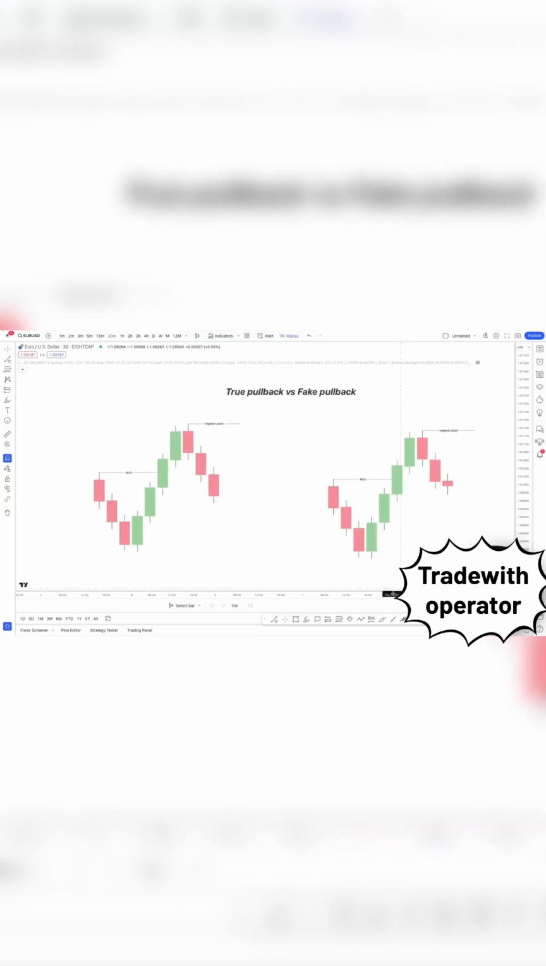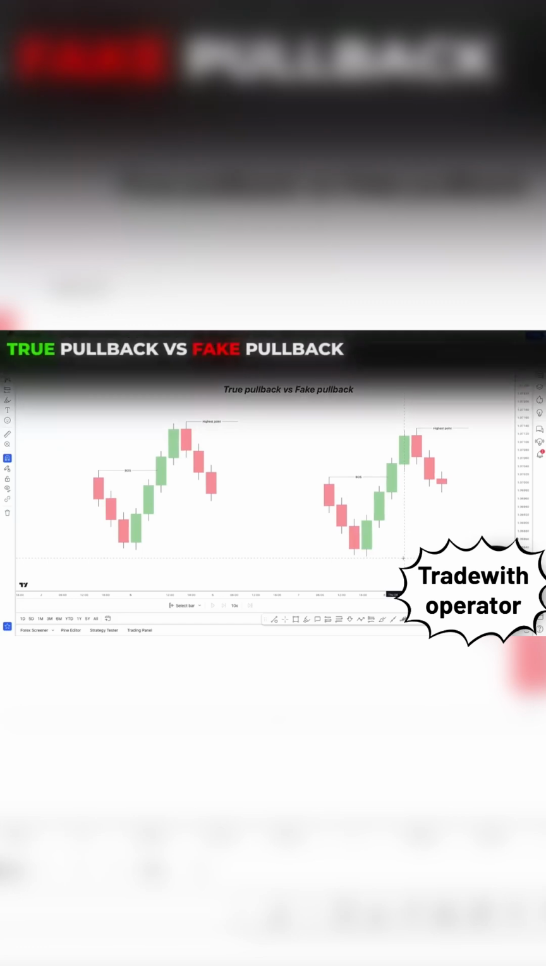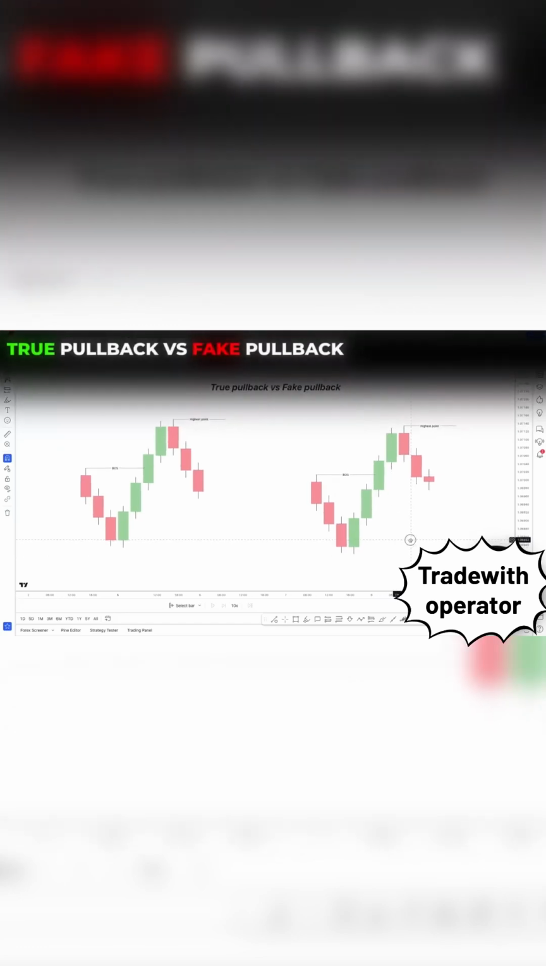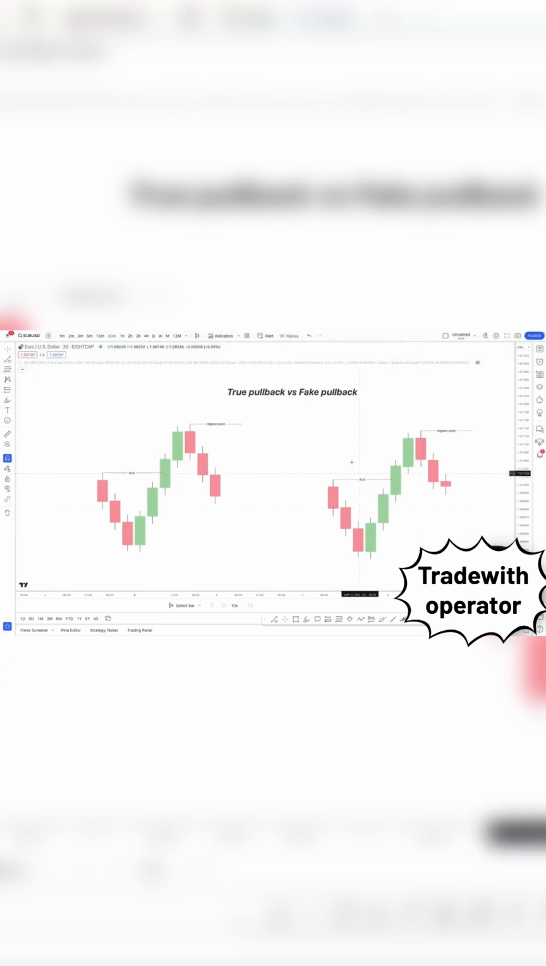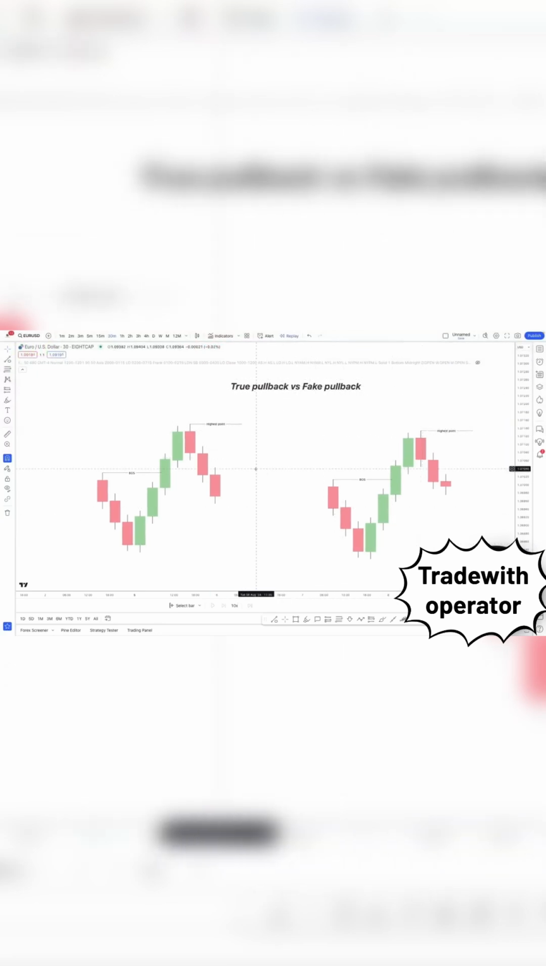So let's identify now a true pullback versus a fake pullback. And honestly, this is something that took me so long to figure out, and something that I really struggled with early on in my trading journey. So let me share it with you. I have a rule that I created that is a 3-candle pullback. It's essentially a mechanical, very precise, if this happens, then I do this.